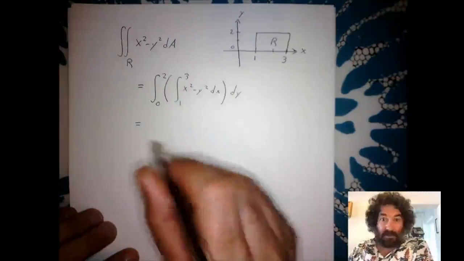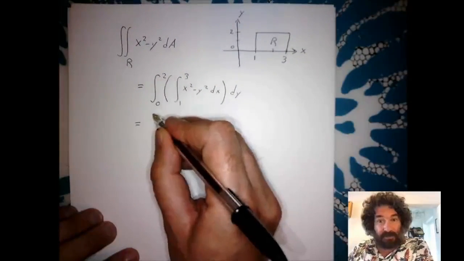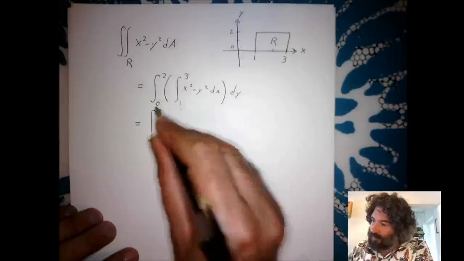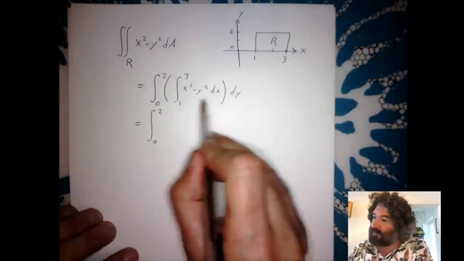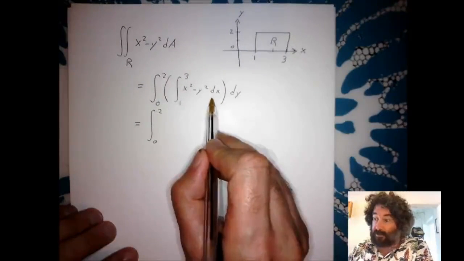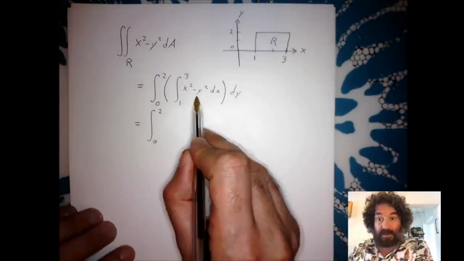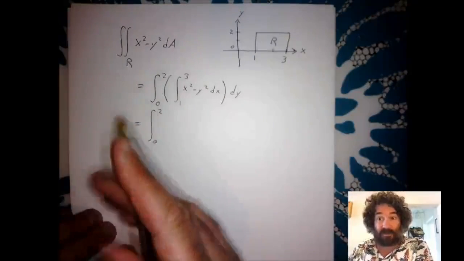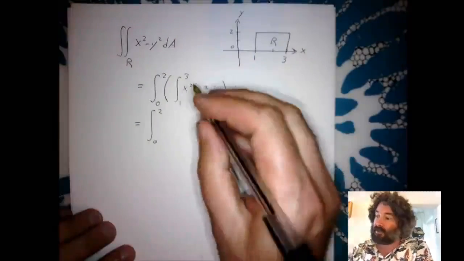But maybe it gets a bit confusing since it's in a different context. So I'll go through all the details here. So we first of all have the same integral with respect to y, and we want to find the indefinite integral of the integrand x squared minus y squared with respect to x. We treat y as being a constant. Y is held constant, so we're finding the area of this slice.